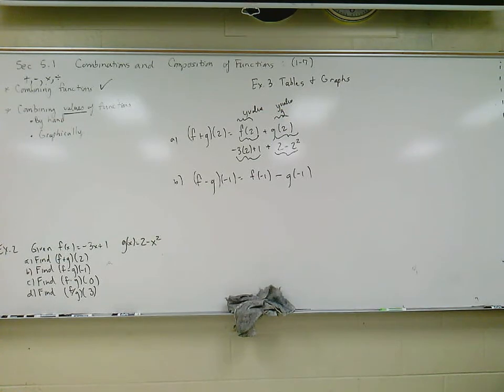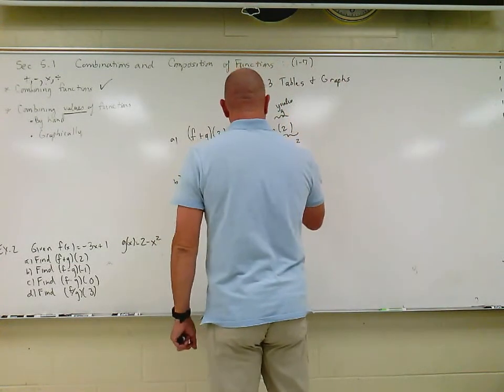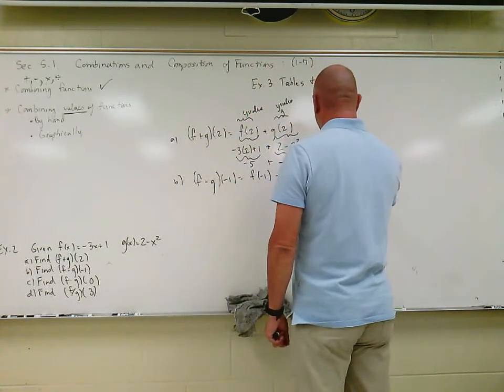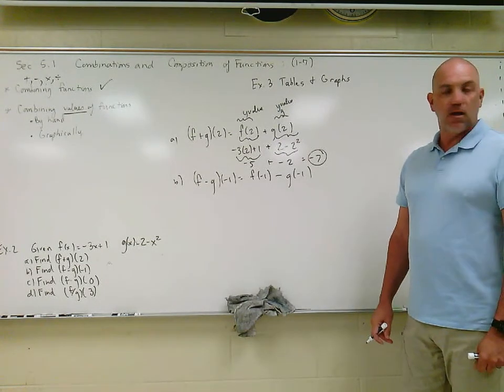Okay, so let's check the first answer. For f of 2, I got -5. And for g of 2, I got -2. 2 minus 4 is -2. And I should have got -7 for my final answer on the first one. Okay? All right, the second one.